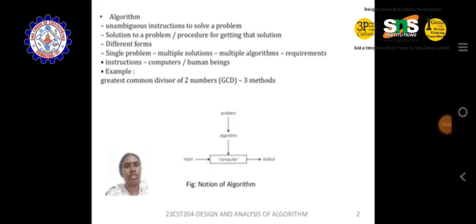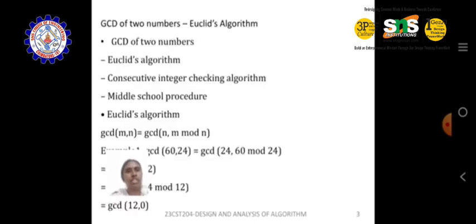Here I take the example of the GCD of two numbers. I can solve the GCD of two numbers by three methods. The first method is Euclid's algorithm. It is a classic method of finding the GCD of two numbers, which is the largest number that divides both of them without leaving a remainder. Euclid's algorithm is efficient and works by repeatedly applying the division algorithm.